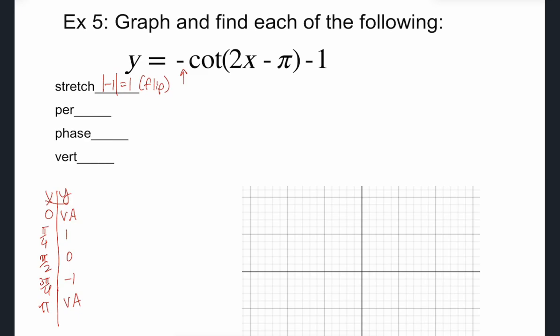Okay. Now what's the period? For the period we're going to take our x term only and set that equal to pi. Remember, for tangent and cotangent, you use pi. Everything else uses 2 pi. We're going to solve that for x by dividing by 2. Our period is pi over 2.